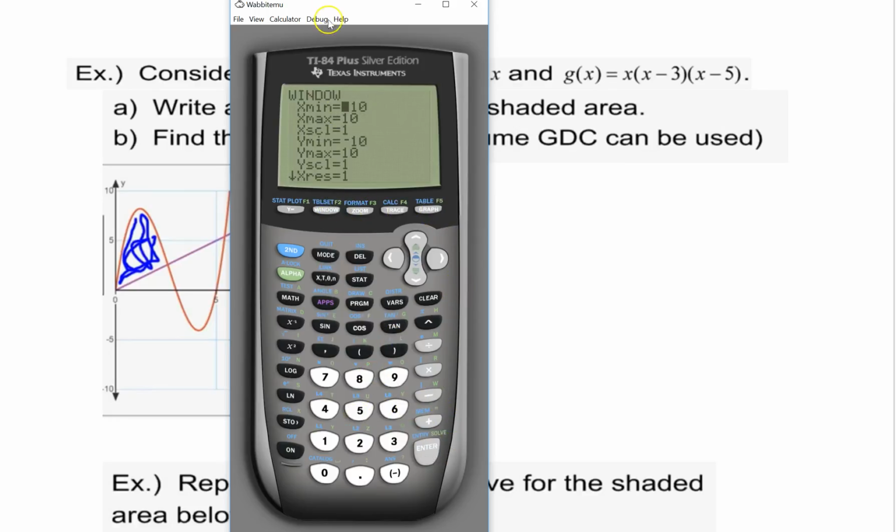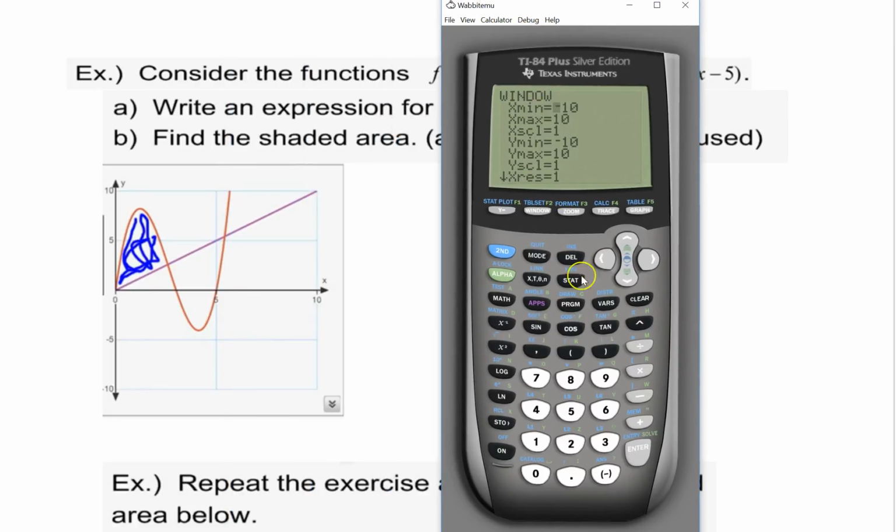Actually, before I graph, I'm going to change my window. You always want to make the window match the window they have on the problem you're doing. So my y min, I'm going to go negative 10 to 10. My x min is going to go 0 to 10. So it's all good. Hit graph. That shaded graph looks somewhat like theirs.